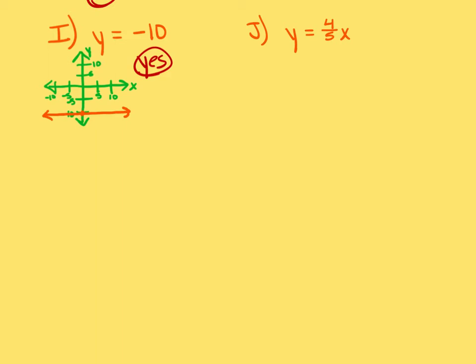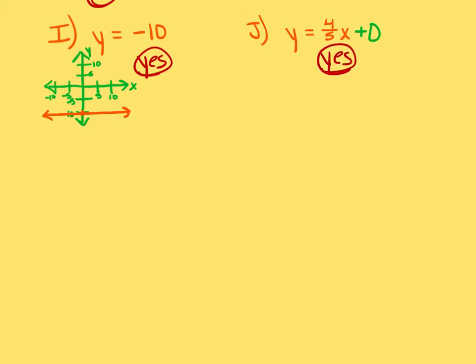J part, we have y equals 4/5 x. It almost looks like it fits y equals mx plus b. If you don't see a number behind the x, it could be just adding an invisible 0, which, if you add 0, we're not going to change anything. So really, y equals 4/5 x plus 0 is in y equals mx plus b. So yes, this is linear.